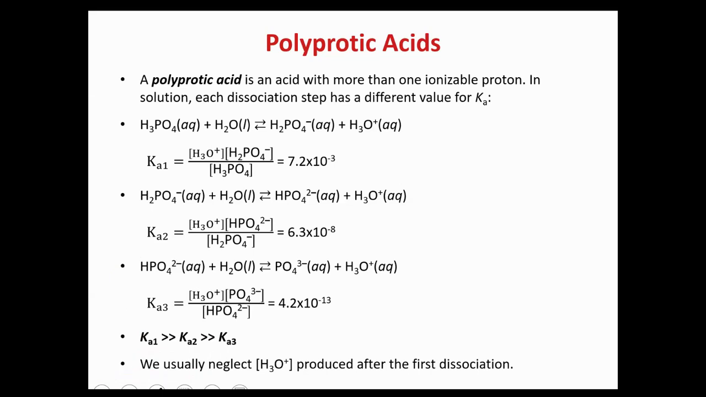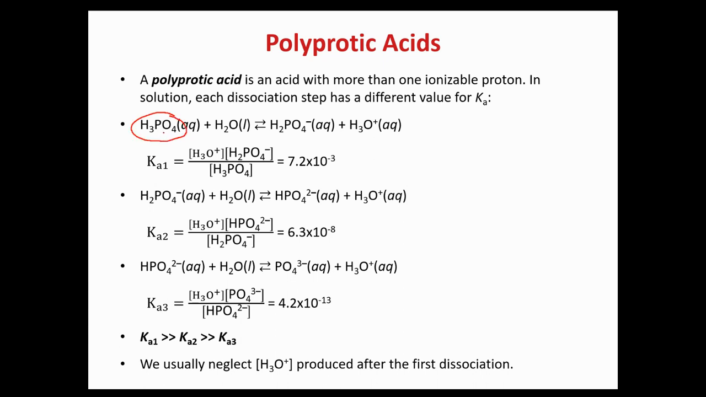Hi, today we're going to talk about polyprotic acids. A polyprotic acid is one that has more than one proton that it can donate. One of our most famous is phosphoric acid. It's probably the most famous of the weak acids.